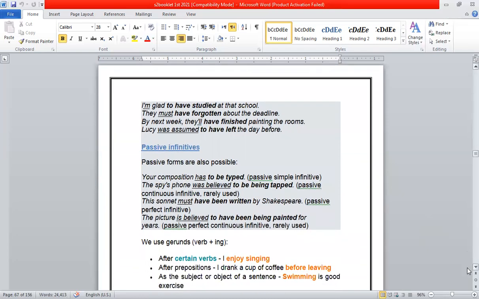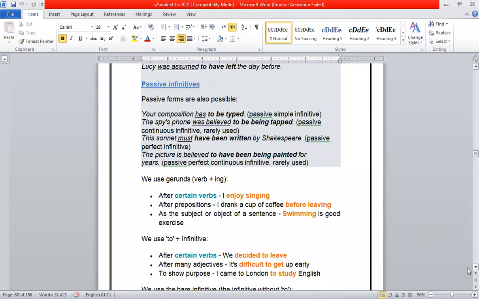Passive infinitives. Passive forms are also possible. Your composition has to be typed: passive simple infinitive. The spy's phone was believed to be being tapped. This sonnet must have been written by Shakespeare. This is passive perfect, and the previous one is passive continuous: was believed to be being tapped. The picture is believed to have been painted for years.